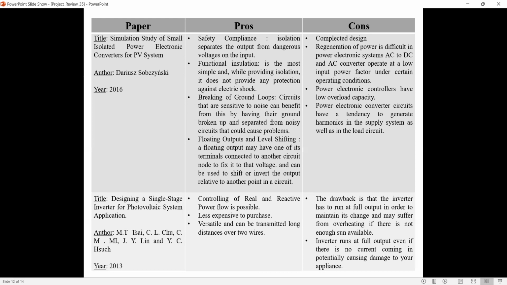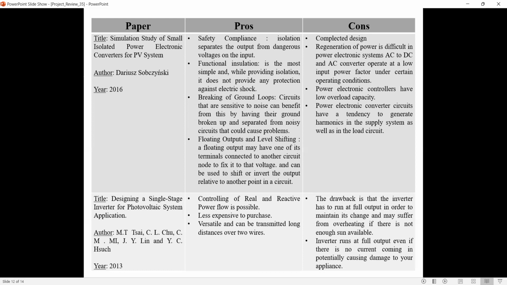Coming up to the next paper, design of a single stage inverter for photovoltaic system application, which is published in 2013. The advantages of this paper is controlling real and reactive power flow is possible, less expensive to purchase, versatile, and can be transmitted long distance over two wires.